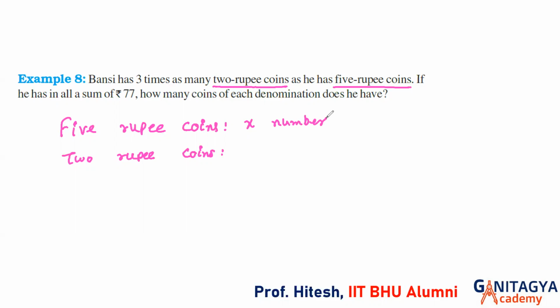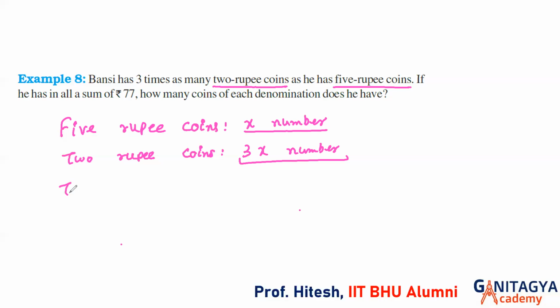5 rupee coins, how many are there? x number. So how many 2 rupee coins will there be? 3 into x. Understood, right? Which coins are more? 2 rupee coins. So now he has 5 rupee coins, x number, and 2 rupee coins, 3x number. Very much clear.